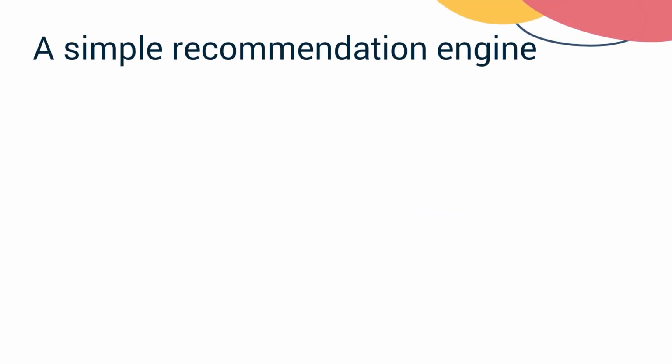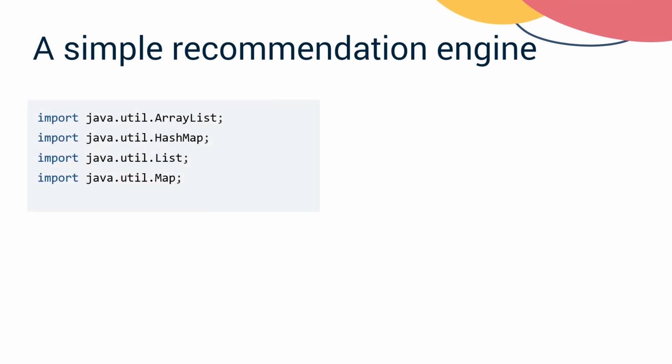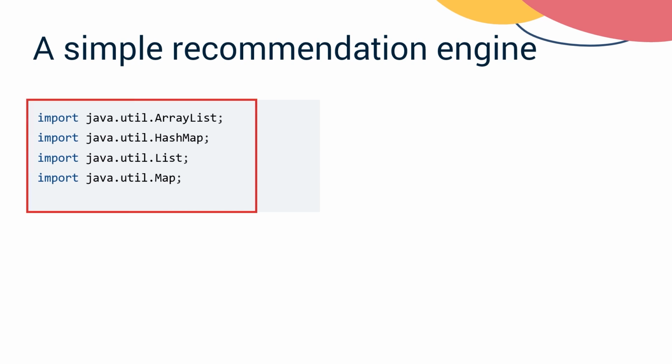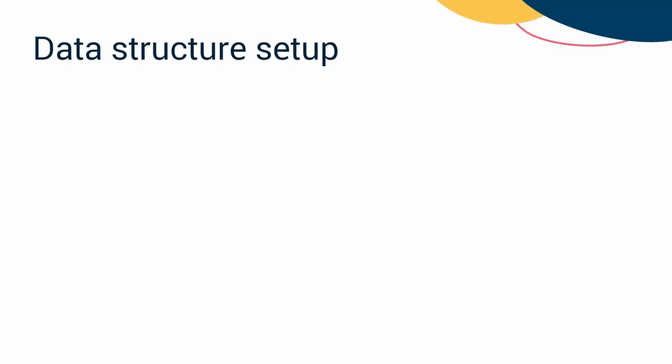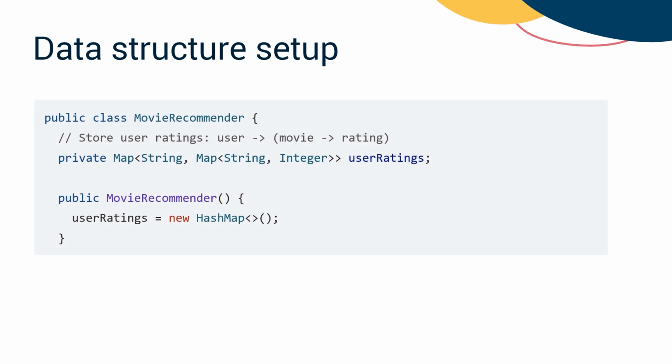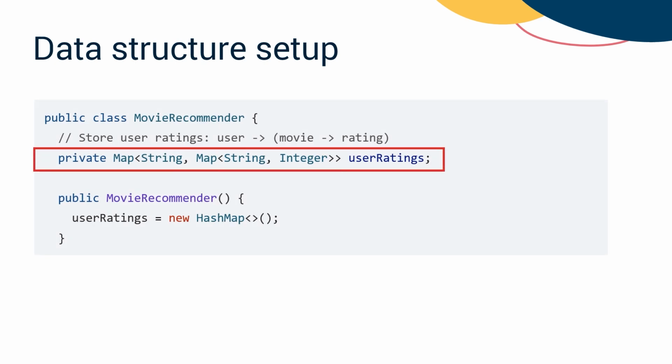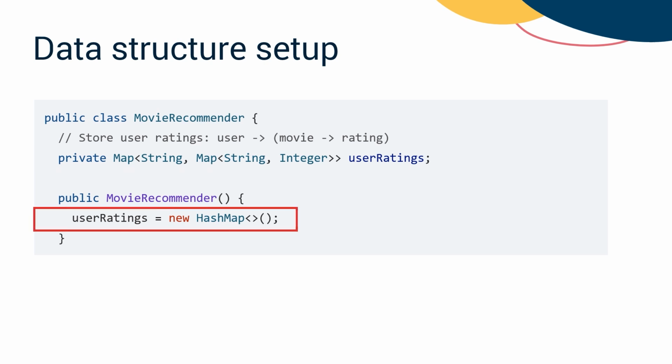You'll start with building a movie recommendation system that suggests films based on user ratings. This will familiarize you with key AI concepts while covering Java basics. You will begin with import statements in Java. These statements tell your Java program to use tools from Java's standard library. You'll then need to create a data structure setup. This code creates a two-level map to store user ratings. For each user, we keep another map that connects movie names to their ratings.